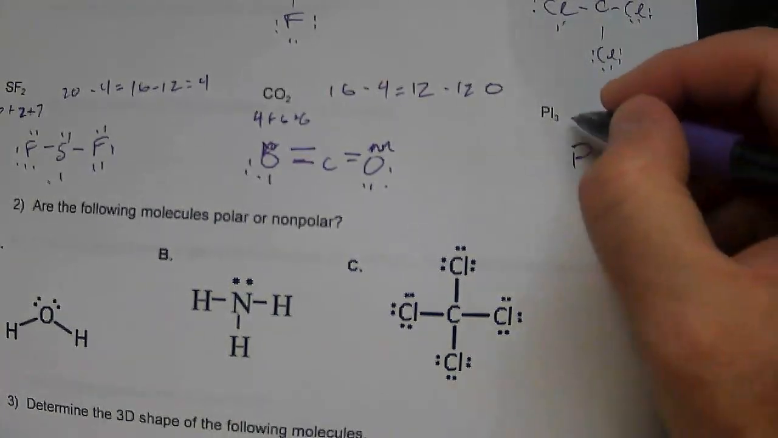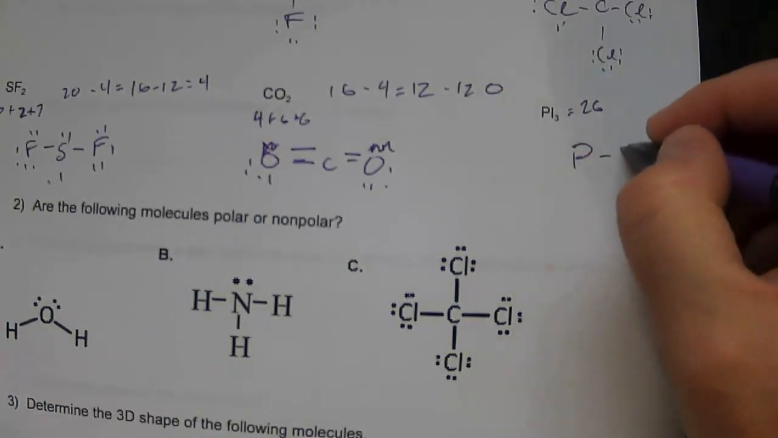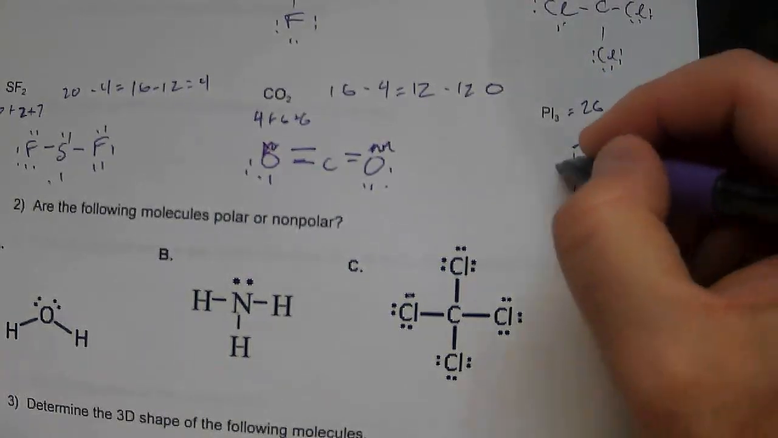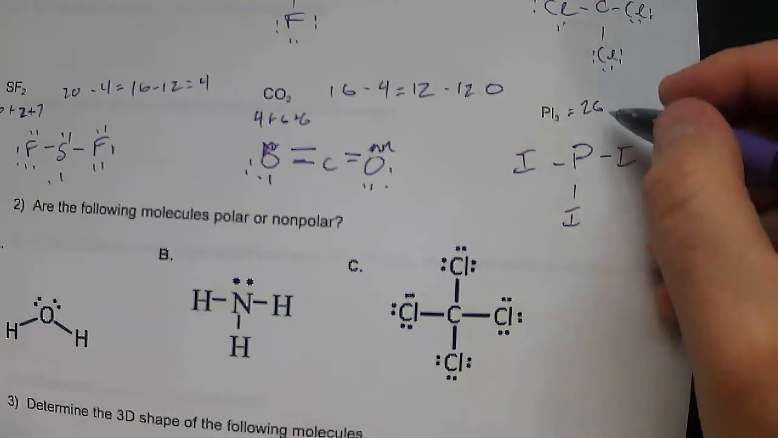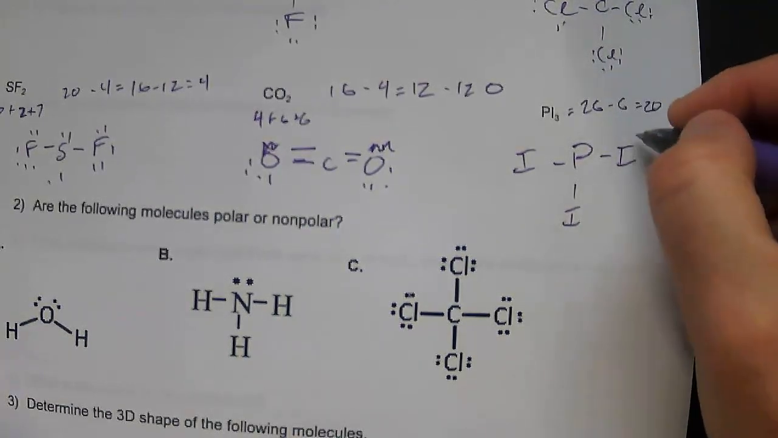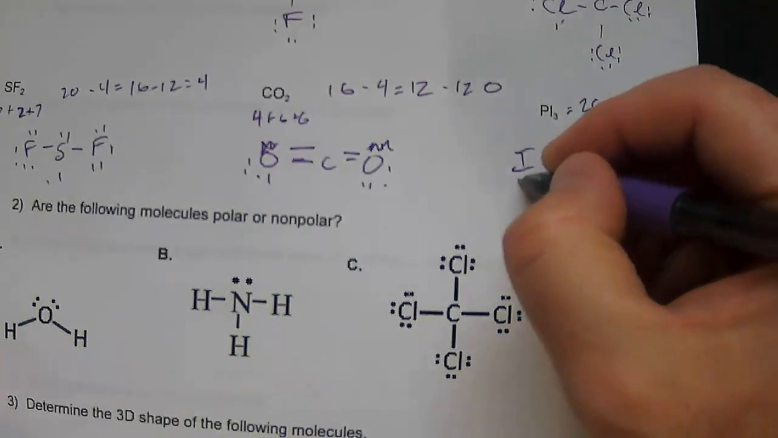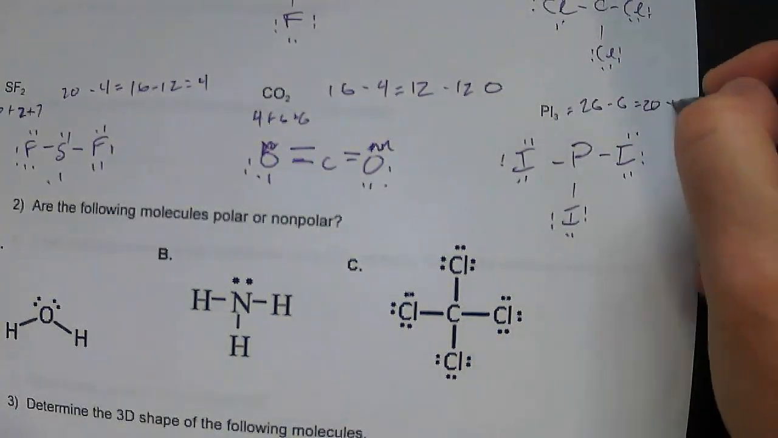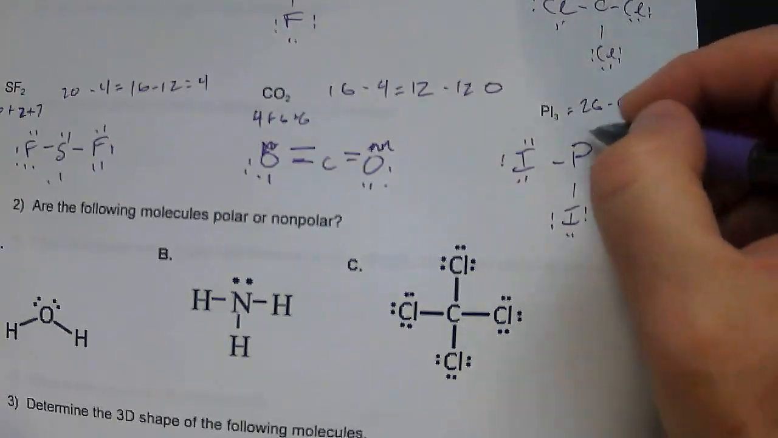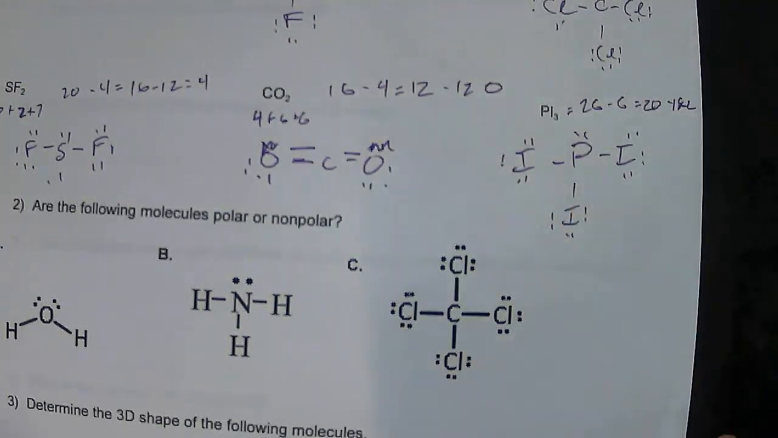PI3, we're going to put P, so that's 26 electrons. We're going to put P, I, and so that's minus 6, so that's 20. We're going to go 2, 4, 6, 8, 10, 12, 14, 16, 18, so we have 2 left over, and that goes around the central atom.